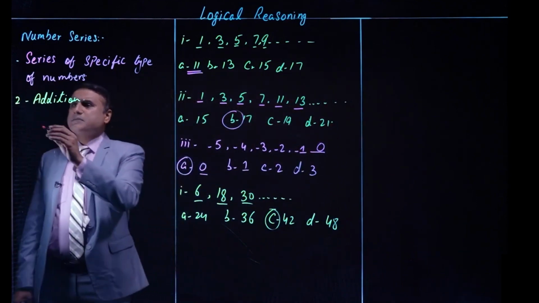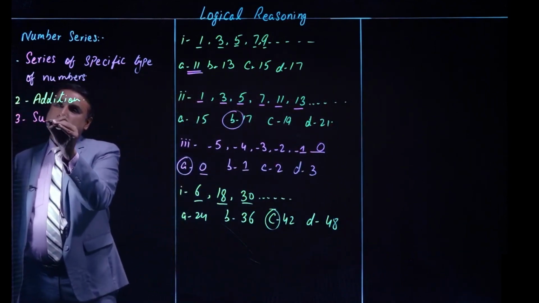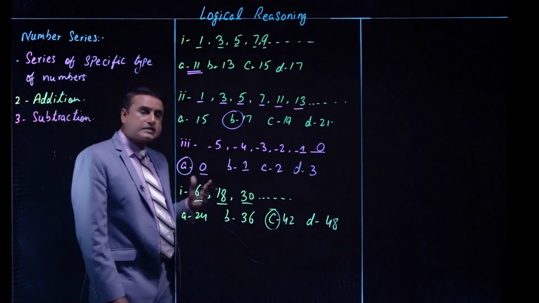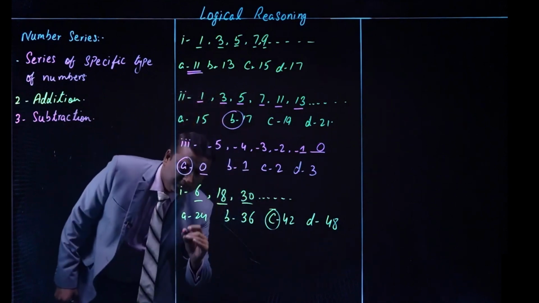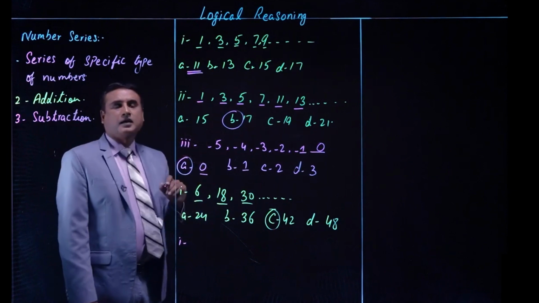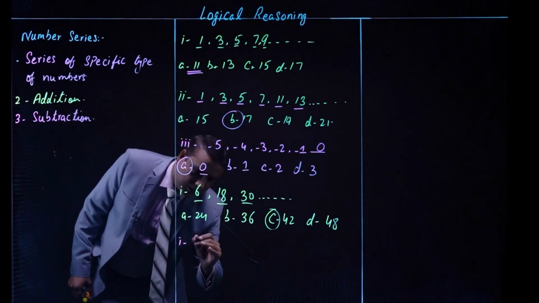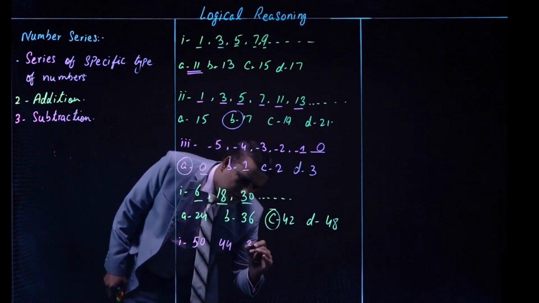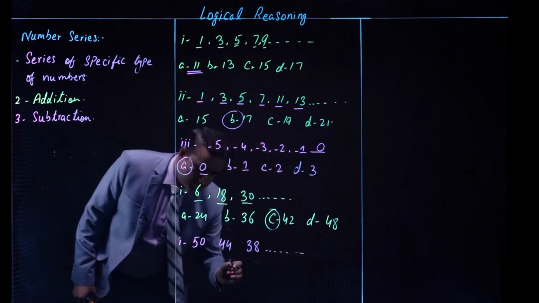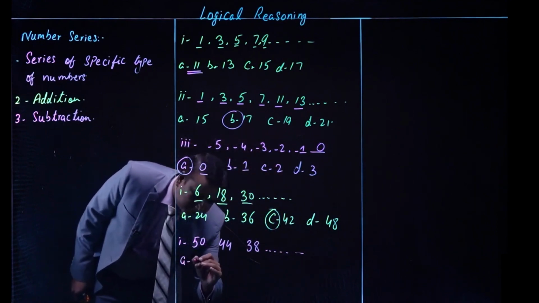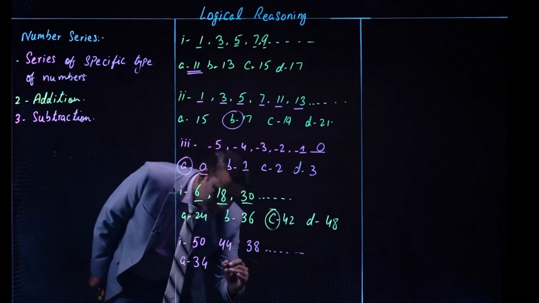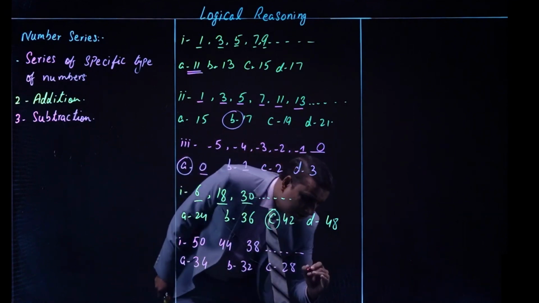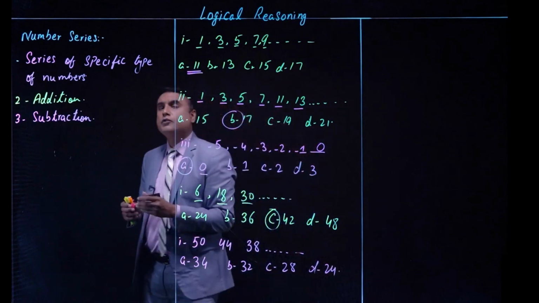Then same is the case with subtraction. A series can be created using subtraction. For example, if I write down an example like 50, 44, 38, and I give you the option 34, beta 32, Charlie 28, and delta 24.